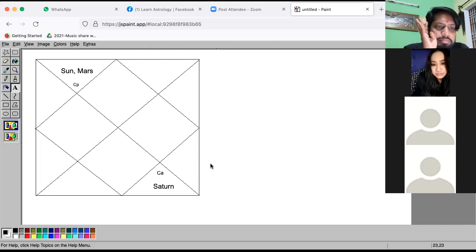Okay, so there is the one thing. He got the mark because of the accident, because Mars is there. Mars always represents accidents, certain things. But Sun is also sitting there. From Sun, fire? Yes.